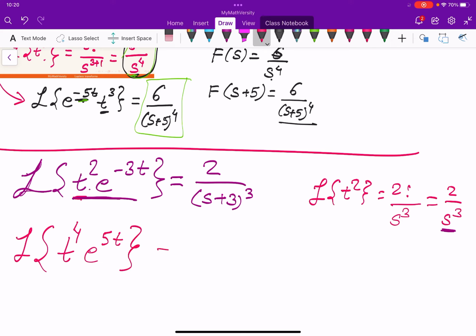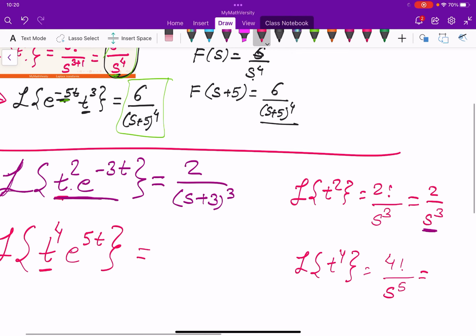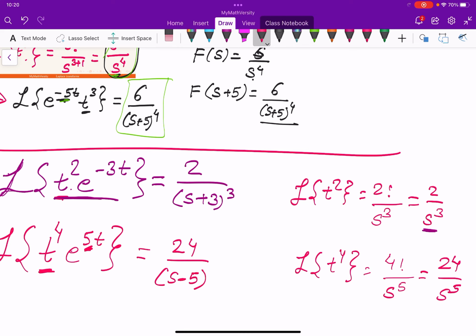Then just figure out the Laplace transform of t to the power 4. The Laplace transform of t to the power 4 is 4 factorial over s to the power 5. 4 factorial means 4 times 3 times 2 times 1, so 4 times 3 is 12, 12 times 2 is 24, so we get 24 over s to the power 5, right? That is the Laplace transform of t to the power 4, and then translate that by 5 units, so that means 24 over s minus 5, to the power 5. So just copy that.